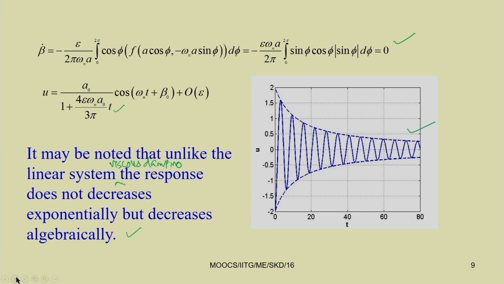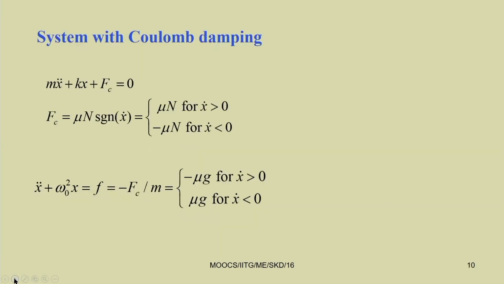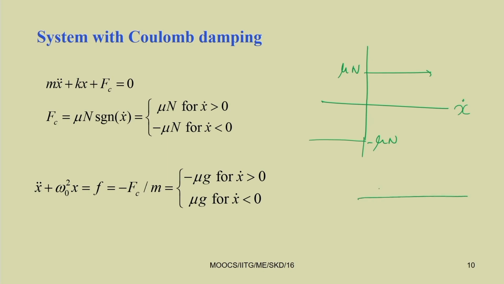Similarly, we can take another case also, a system with Coulomb damping. In case of Coulomb damping already I told you, the forcing can be written as minus mu n. So, this is plus mu n and minus mu n, this is x dot. For example, let us have a system like this, m x double dot plus k x plus, so you have a system in which this is the mass.